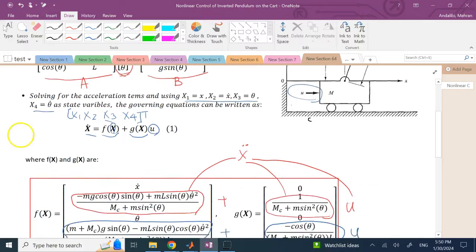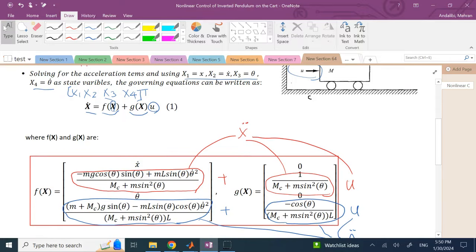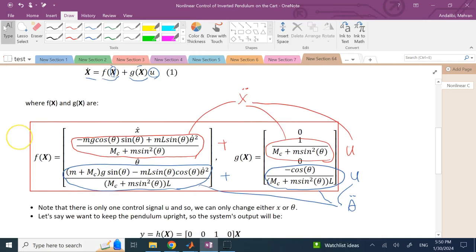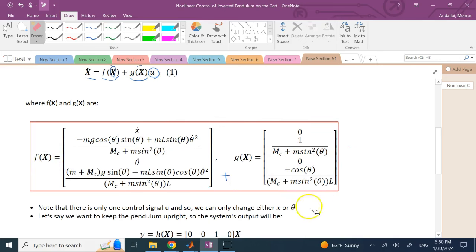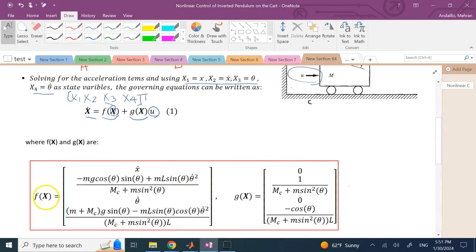And if that's the case, then your f of x is going to be this one that you can see down here. Let me clean it up so you can see it better. F of x is this first 4x1 matrix, and g of x is the second 4x1 matrix. Okay, so this is going to be your state space equations, this equation 1 basically.